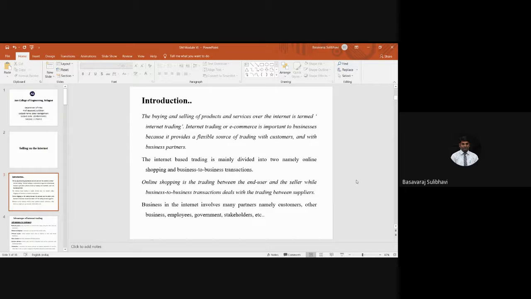It is very important to a business because it provides very flexible sources of trading with the customers and with the business partners. Here two major things have to be kept in mind: the consumer market and the industrial market, where B2C is business to the customers, and B2B is business to business. The trading or transaction happens between these two parties. This is very flexible due to technological advancement, and the apps are compatible with different electronic devices used for communication, be it a mobile or any computer that you are going to use. Fine.